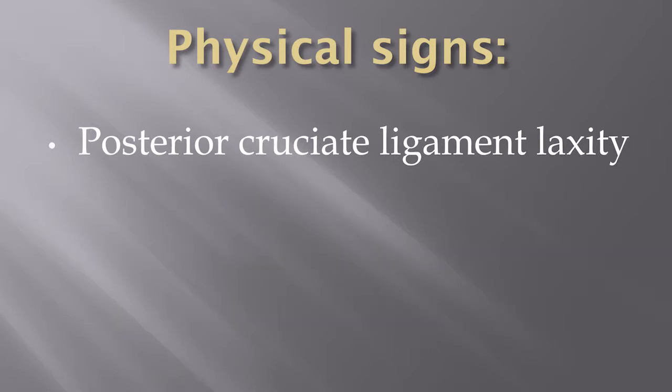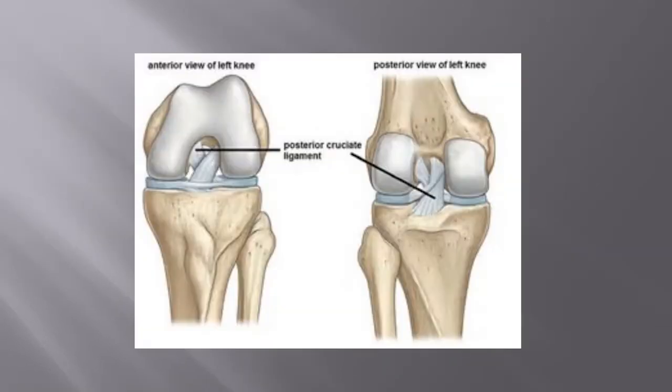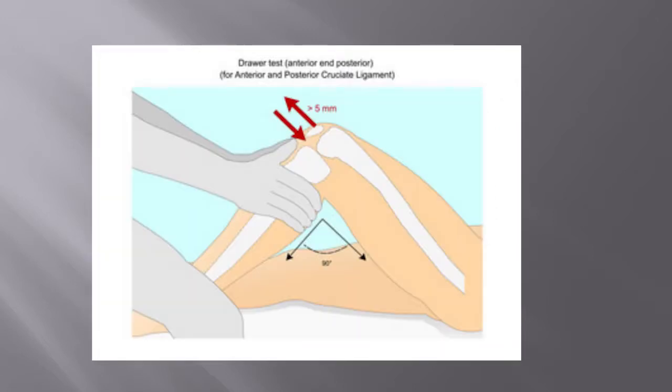Posterior cruciate ligament laxity. The cruciate ligaments prevent the tibia from moving backwards and forwards on the femur. The anterior cruciate ligament prevents the forward movement, and the posterior cruciate ligament prevents the backward movement. The most common test used for testing the anterior cruciate ligament is the anterior draw test, and for the posterior cruciate ligament, the posterior draw test. That is, with the patient supine and the hip flexed and the knee at 90 degrees, the examiner is able to shift the tibia backwards or forwards on the femur.